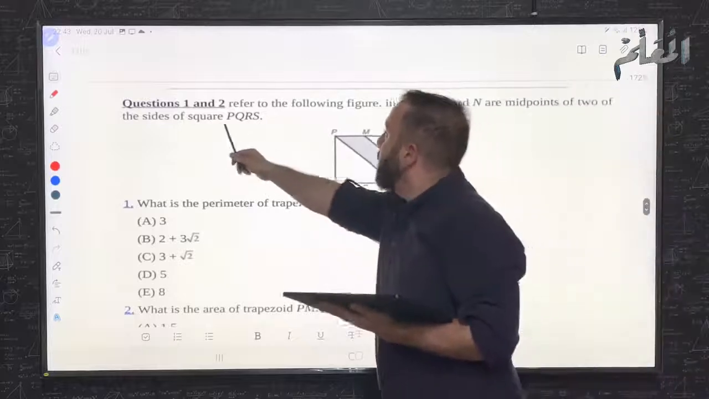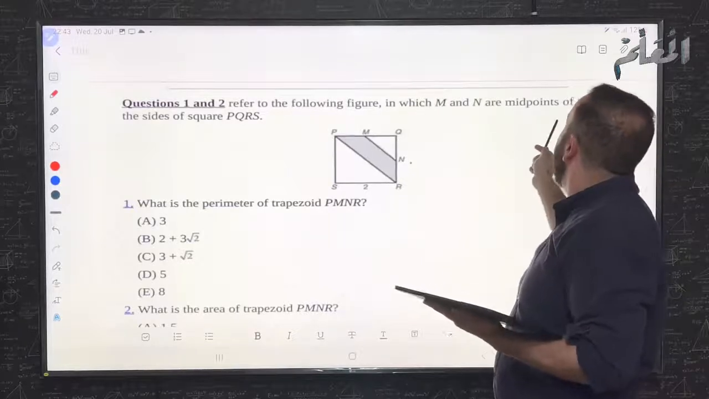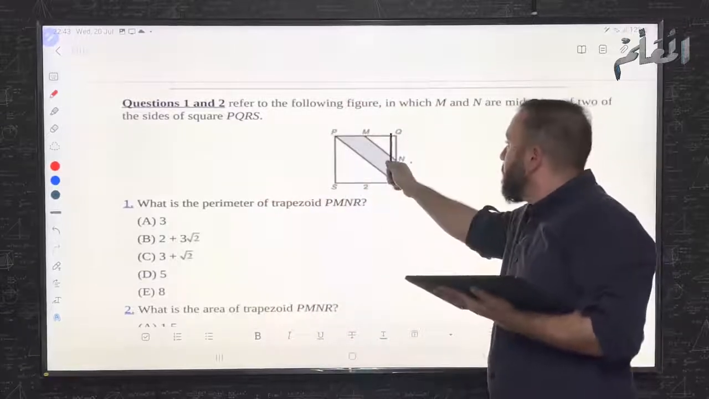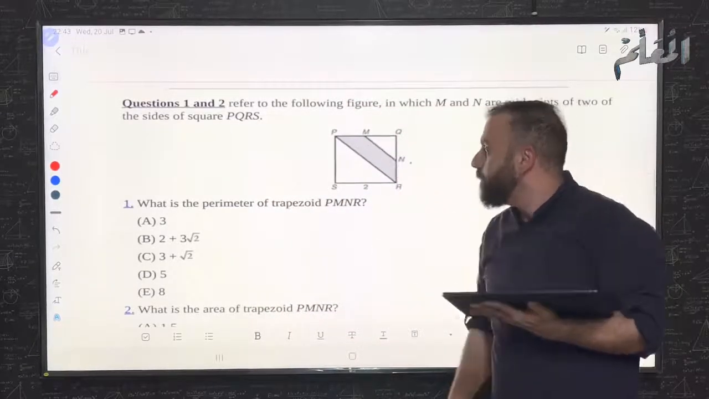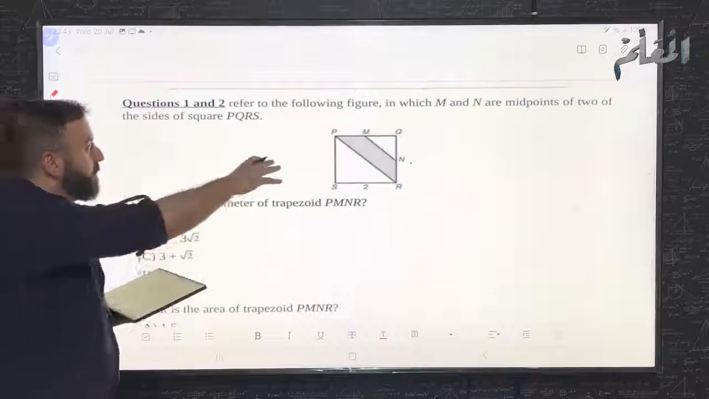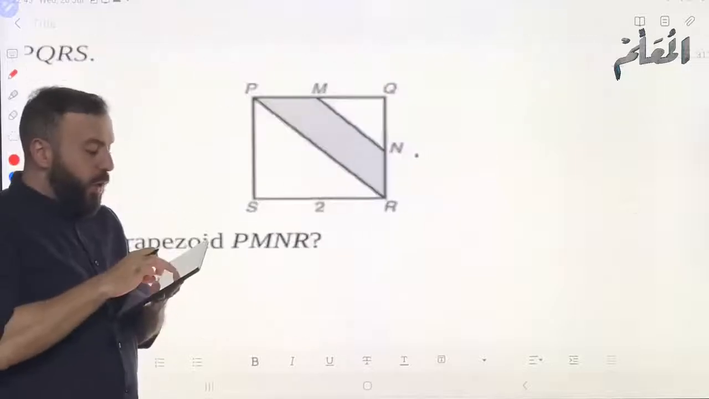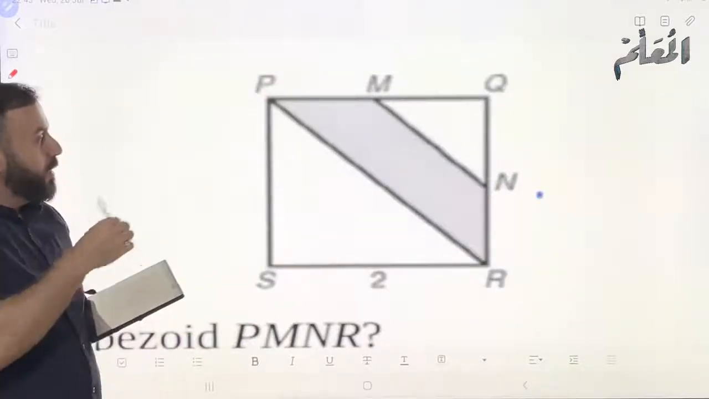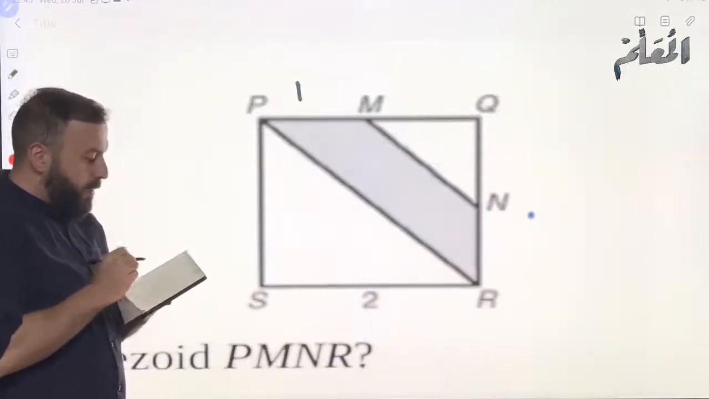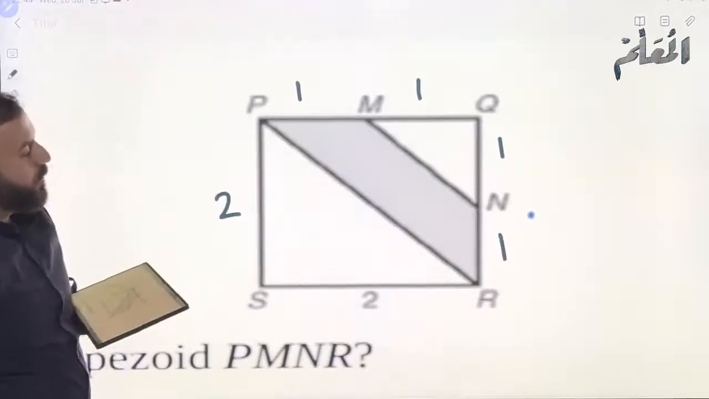So the question is telling us, refer to the following figure in which M and N are midpoints of two of the sides of the square PQRS. Midpoints means this side is equal to this side and this side is equal to this side. So if the question was clear, this is a square and M and N are midpoints. If I want to calculate the perimeter, as an example, this is 1, this is 1, this is 1, this is 1, here too, because this is a square.